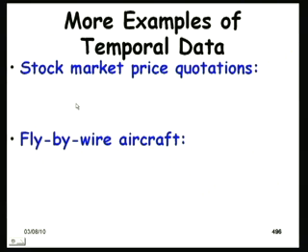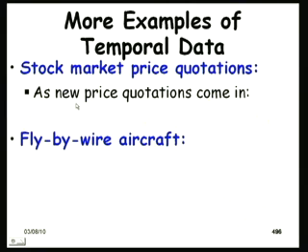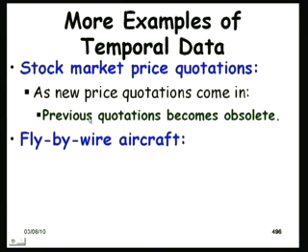Now, let us see the stock market price quotations. As new stock price quotations become available, the previous quotations become obsolete. So, you can't basically trade based on the earlier value. The trading takes place at the newer value, but possibly the older values are still useful, for example, for prediction and validation and so on.